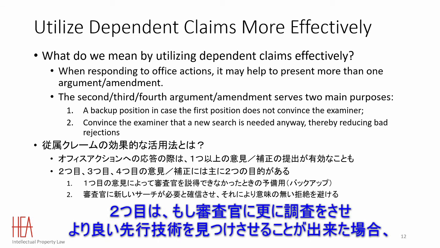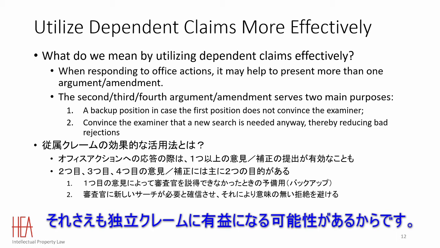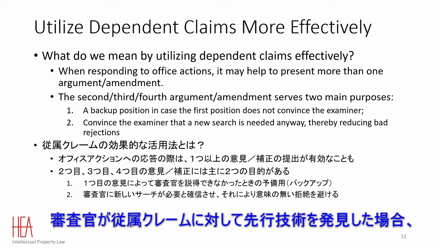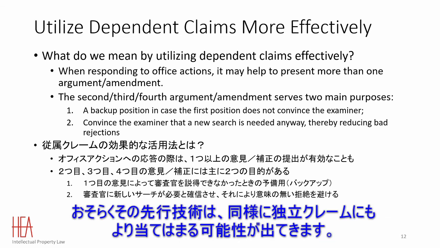Number two, if we can make the examiner do another search and find better prior art, that's also going to help us for our independent claims, because there's a good chance the examiner will not hold on to a bad rejection for the independent claims. So if the examiner can find prior art for that dependent claim, it's probably also going to be more applicable to our independent claim as well.